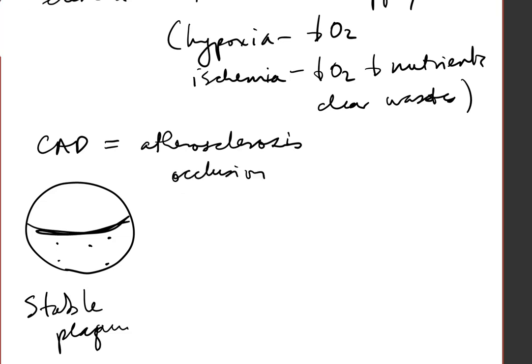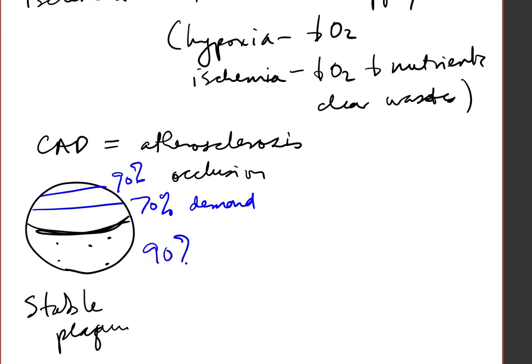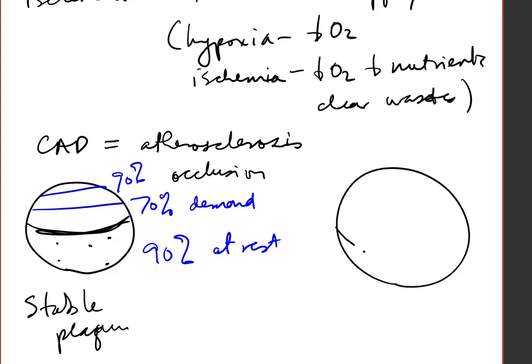When it gets to 70% occlusion, that gives a demand ischemia, meaning pain occurs when the heart is very active. And that should be compared to 90%, which is ischemia at rest. And that's very different than when we talk about an unstable plaque. Because when we have an unstable plaque, it really doesn't matter how big it is.